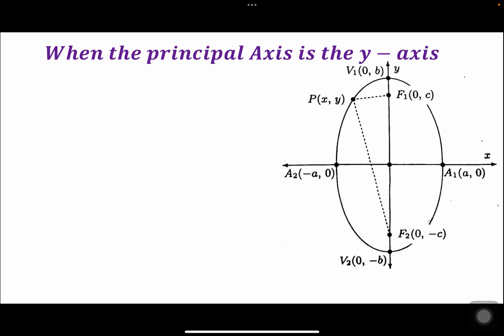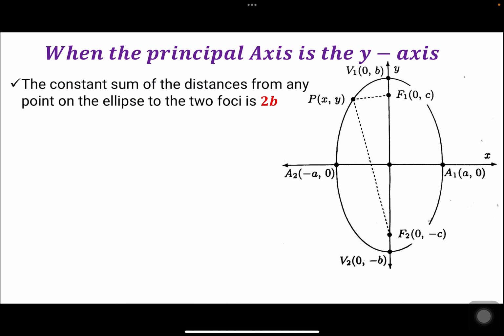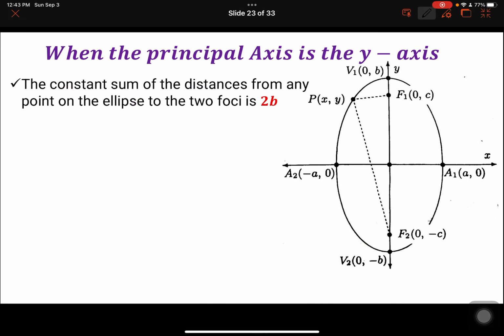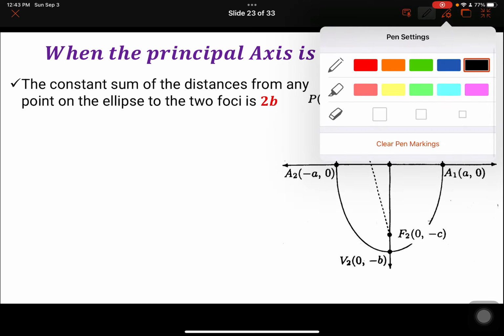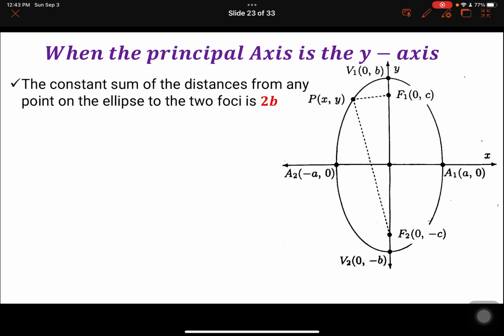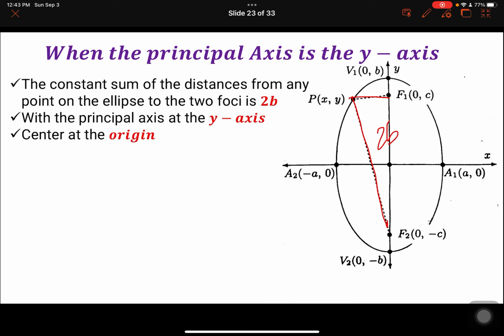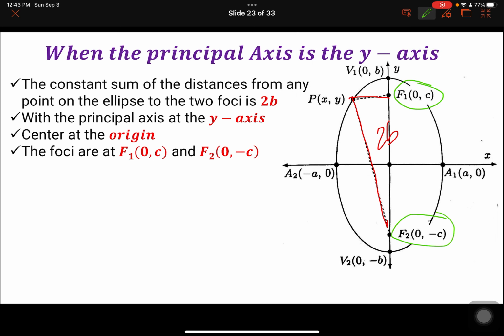Okay? So, what if the principal axis is at y? It will just be reversed. The length becomes 2b, because we are now with respect to y. When you add, it equals 2b. Aside from that, our origin is still at the center. Our foci now will have x equal to 0, as you can see, and then the y has a value.